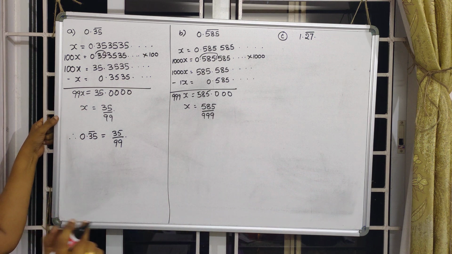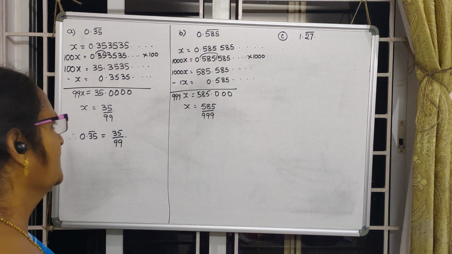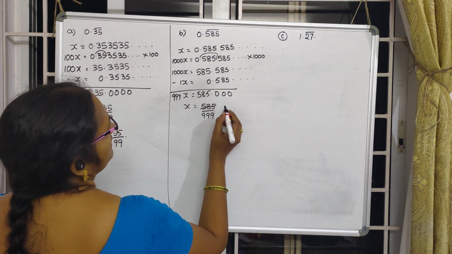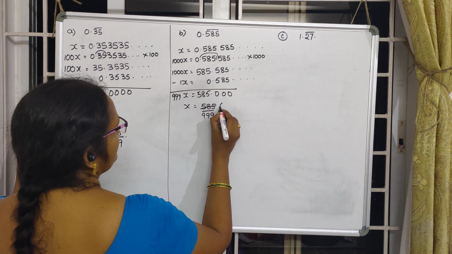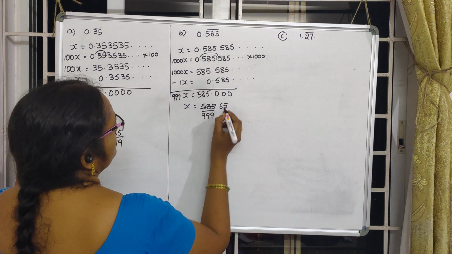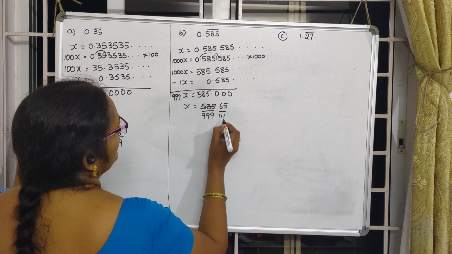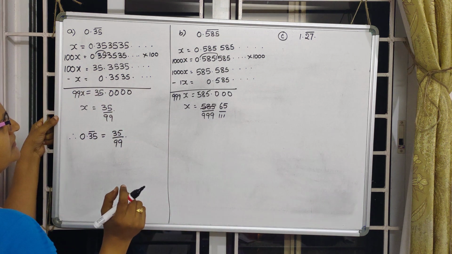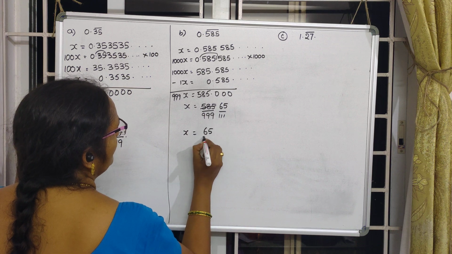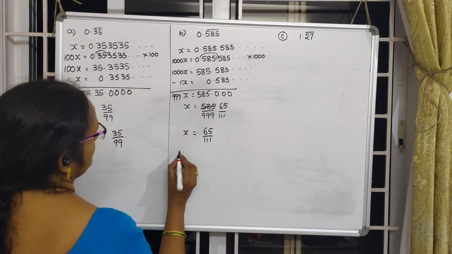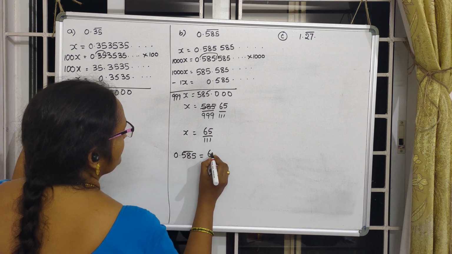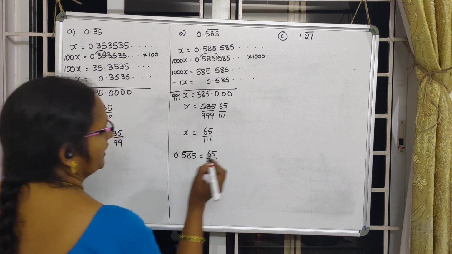Any cancellation? 10, 8, 18, 9. The 3 table will go, or the 9 table also will go. 9 6s are 54, 9 5s are 45. Here 9 1s are 9, 9 6s are 54, 9 5s are 45, and 9 table 1 1 1. The 3 table will go here; 11 won't go. So x is equal to 65 upon 111. Therefore 0.585 bar equal to 65 upon 111.